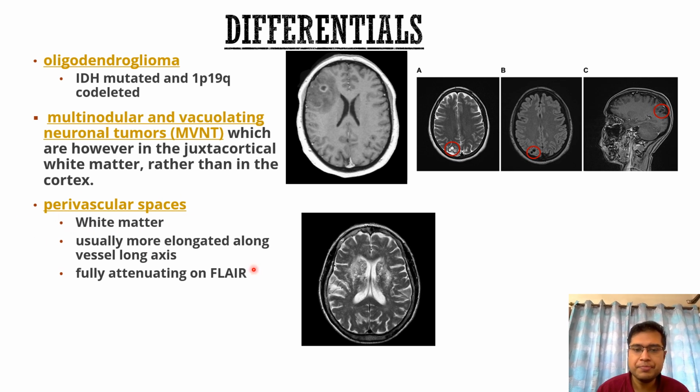Then the perivascular spaces or VR spaces, that is Virchow-Robin spaces, which are usually enlarged perivascular spaces, are seen in the white matter and are elongated along the vessel axis, and they fully attenuate on the flare, do not show any bright rim sign.